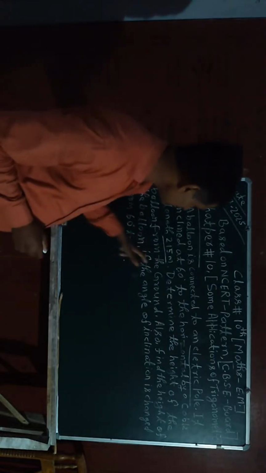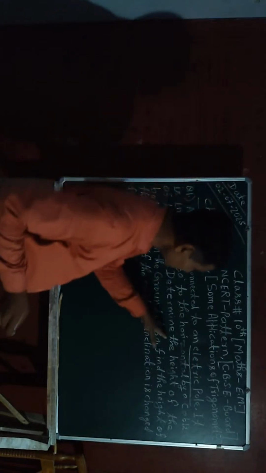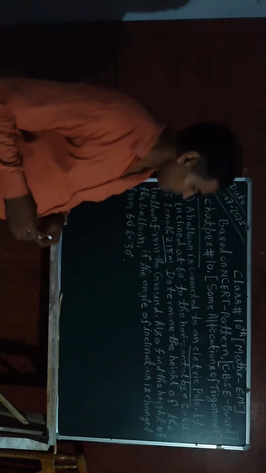Now what is the requirement here? Determine the height of the balloon from the ground. We have to find the height of the balloon from the ground. Now I am going to draw an electric pole here, and I will say this is the ground level and this is the balloon. At this point the balloon is available, and this is the ground and this is the top of the electric pole.